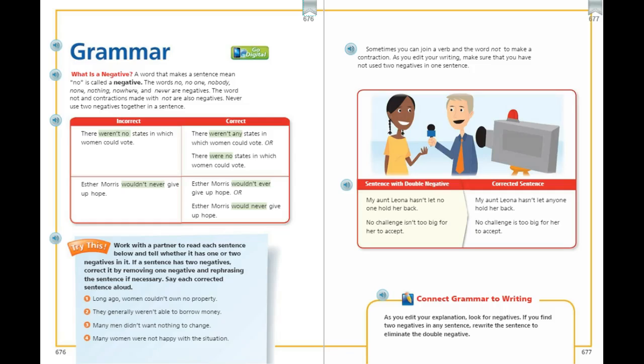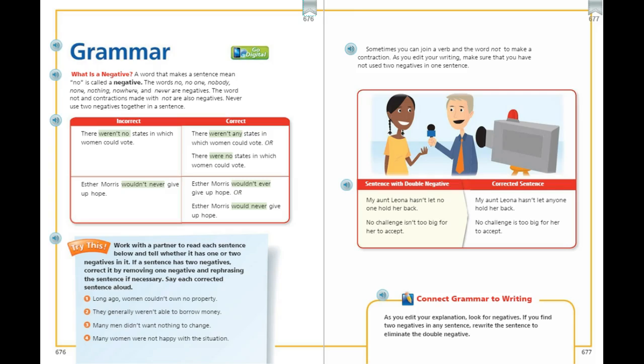All right, grammar, page 676 in your student book. What is a negative? A word that makes a sentence mean no is called a negative. The words no, no one, nobody, none, nothing, nowhere, and never are negatives. I would also say you can probably say nada is also a word that is a negative. The word not and contractions made with not are also negatives.